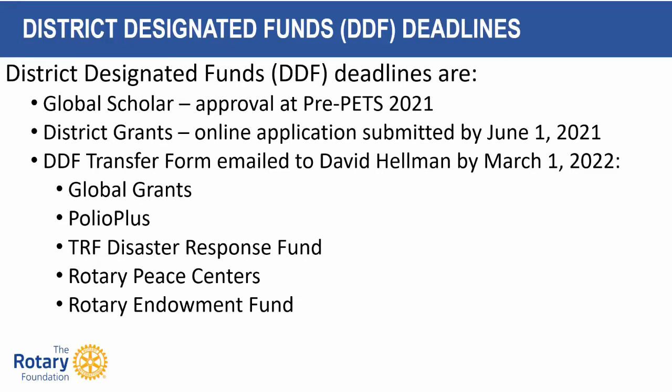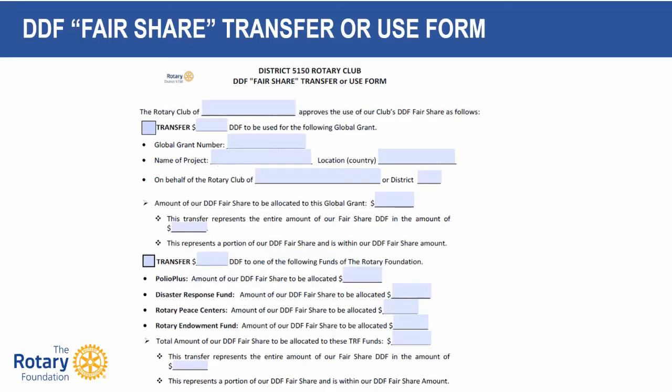Now, here's what the transfer form looks like, and this is in two slides, but it's actually a one-page form. We do submit this, as I said earlier, to the club presidents and international chairs every time we send out the DDF spreadsheet. It is a PDF form, but it's fillable, so it makes it easy to use, and hopefully clubs will be aware of it and doing it regularly instead of waiting until the last minute.